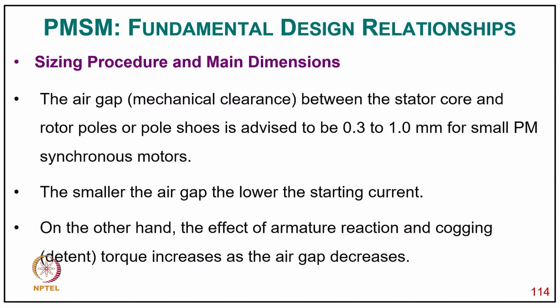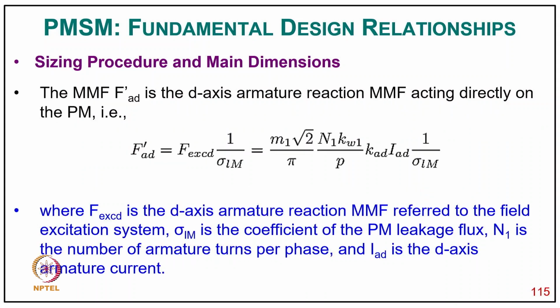The air gap mechanical clearance between the stator core and the rotor poles or pole shoe is advised to be 0.3 to 1 millimeter for small permanent magnet synchronous motors, and the smaller the air gap, the lower the starting current. On the other hand, the effect of armature reaction and cogging torque increases as the air gap length decreases.